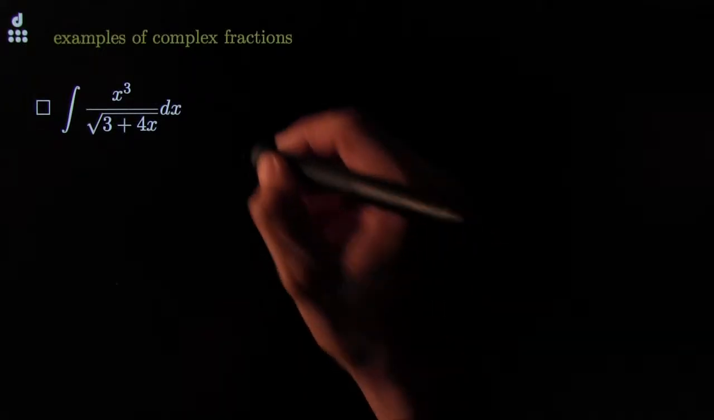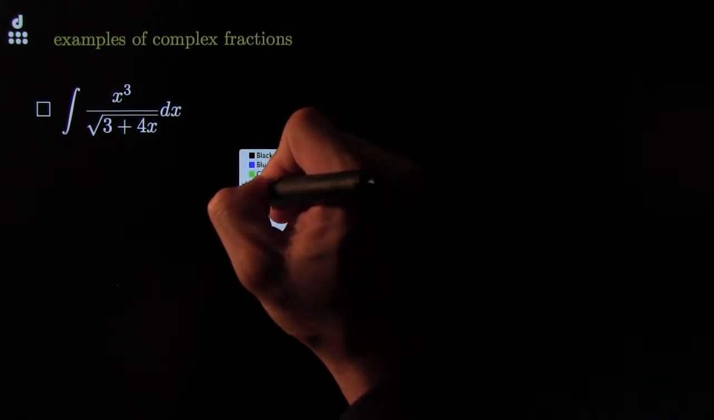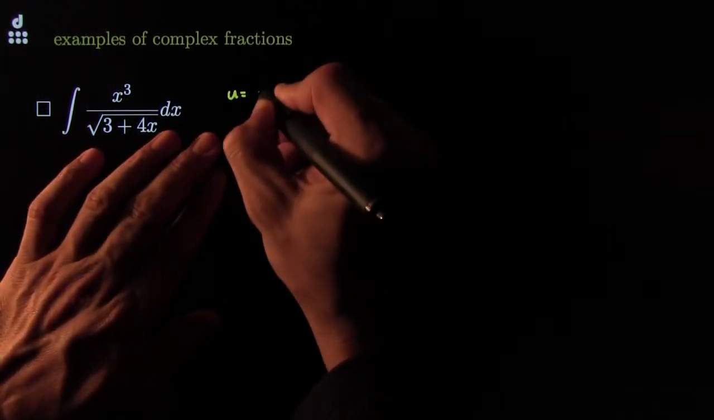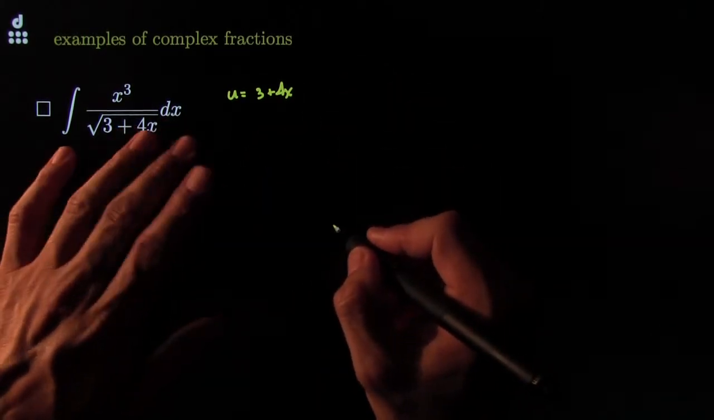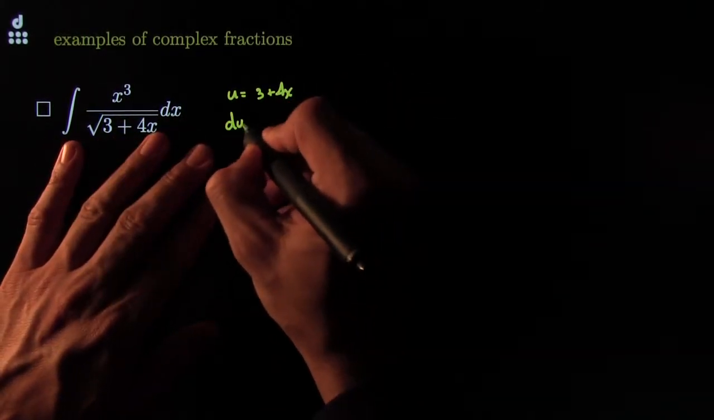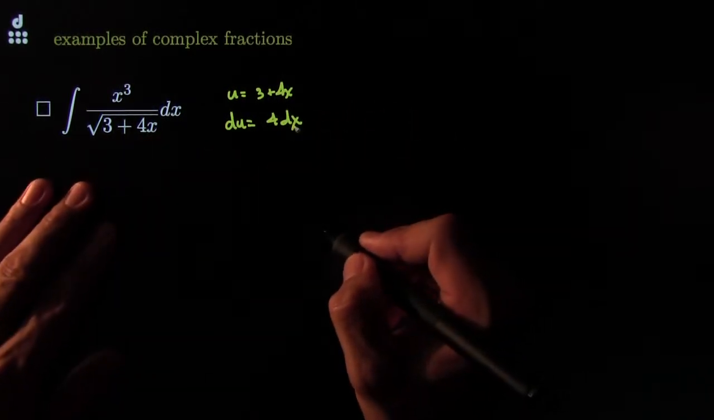So now we get another little integral here. We're going to try our luck with u subs. So we'll make u equal to 3 plus 4x. If that's the case, then the derivative of u would be equal to 4 times the differential of x.